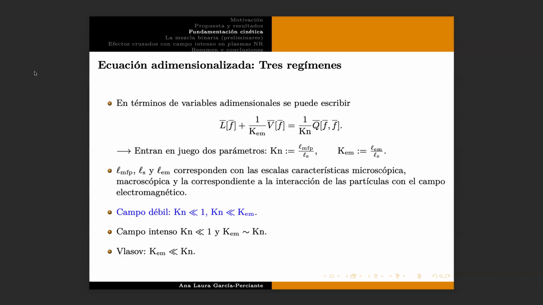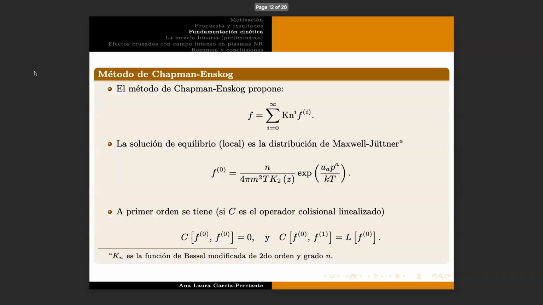So in this case, in which collisions dominate, we use the Chapman-Enskog method to solve the Boltzmann equation, in which we expand the distribution function in powers of that small parameter. To lowest order, we get the local equilibrium distribution function, which is the Maxwell-Jüttner distribution, a relativistic Maxwell-Boltzmann distribution function. At first order, one linearizes the collision operator, and this leads to two equations. To order 0, we just have the collision kernel equal to 0, with the Jüttner distribution function as the solution.